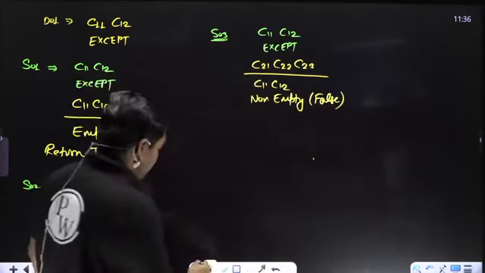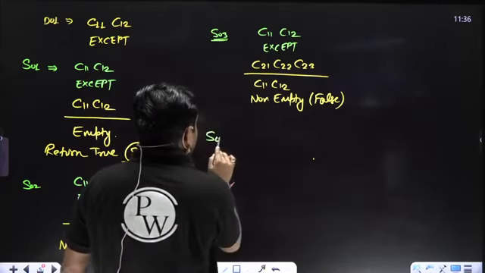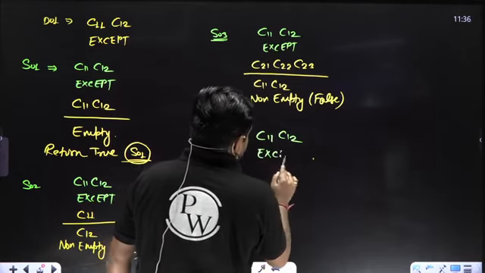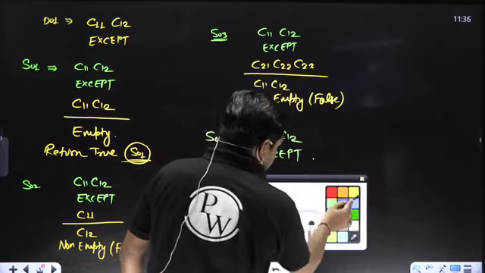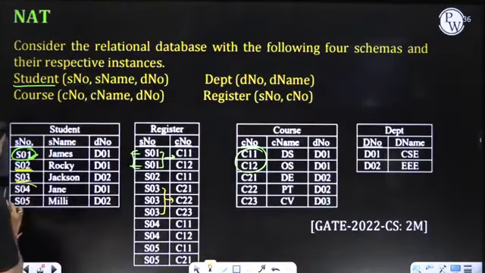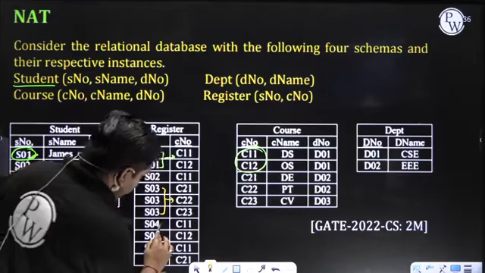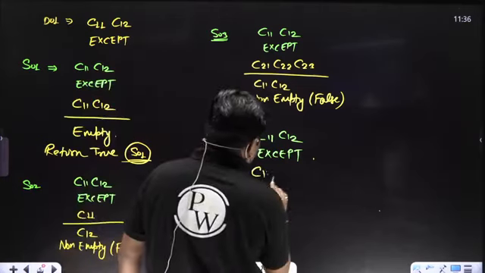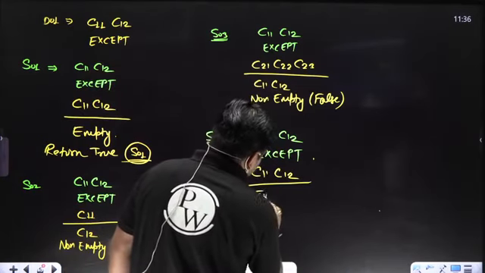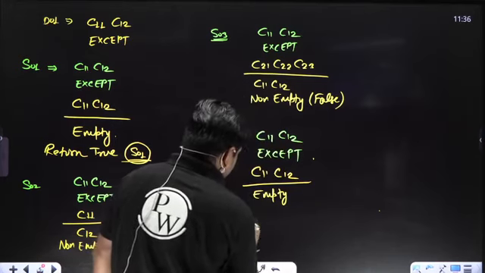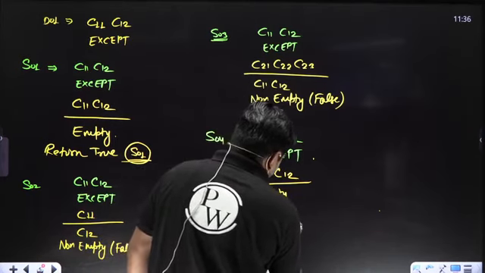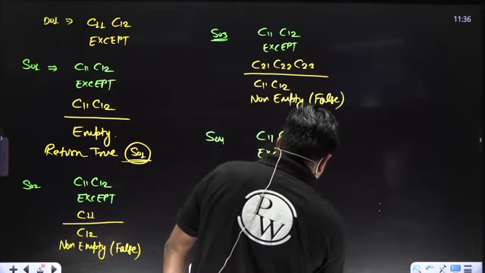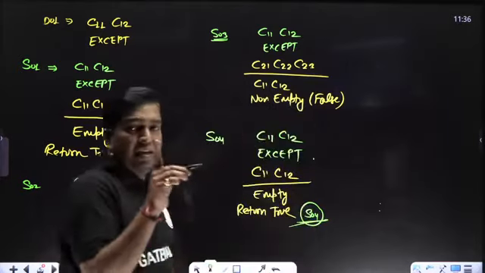Now we will check for S04. We have C11, C12 except. Now check it, my dear student: S04 matches with C11 and C12. So it will give empty. So return true. And what will be selected? S04 will be selected in the output.